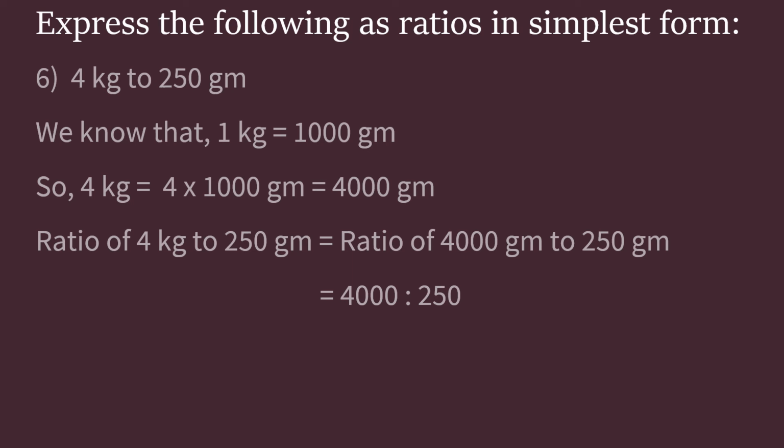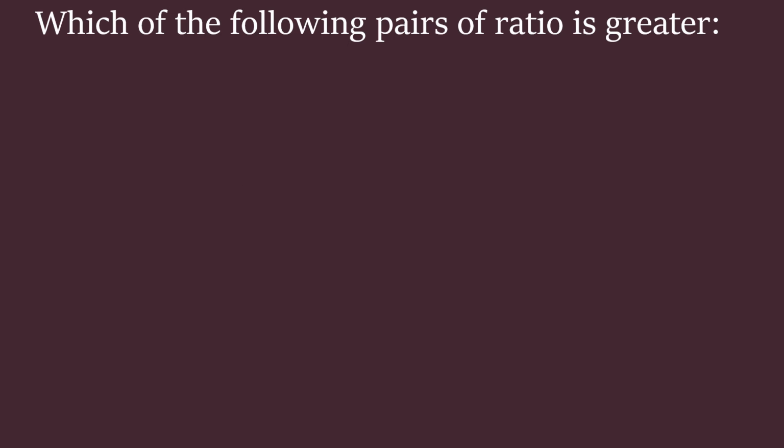4000:250. To simplify, write it as fraction, that is 4000 upon 250. First, cut 0 by 0. Now we get 400 upon 25. See, 400 and 25 both are divisible by 25, so divide. 25 1s are 25 and 25 16s are 400. So we get 16 upon 1. And the ratio form of 16 upon 1 is 16:1. Let us solve one more question.